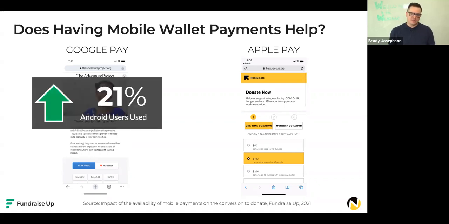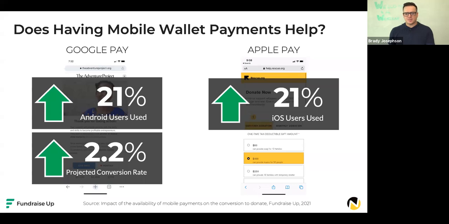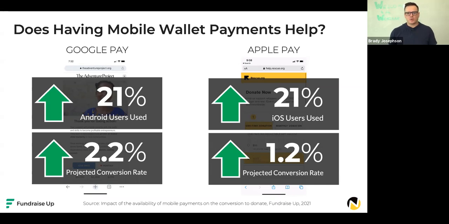On the Google Pay side, they found that 21% of Android users, people using Chrome, chose Google Pay. And when they ran it through the machine learning algorithm, that's one of the things we love about Fundraise Up, it's always using data to help predict behavior and figure out what's most optimal. They found that by including Google Pay on Google-enabled devices, it should increase conversion about 2.2%. They saw something similar with Apple, where 21% of iOS users chose to use Apple Pay, and they projected about a 1.2% increase in conversion on iOS devices with Apple Pay. So definitely something worth exploring and toggling on that switch. There seems to be more and more evidence to say this is a very, very beneficial thing.